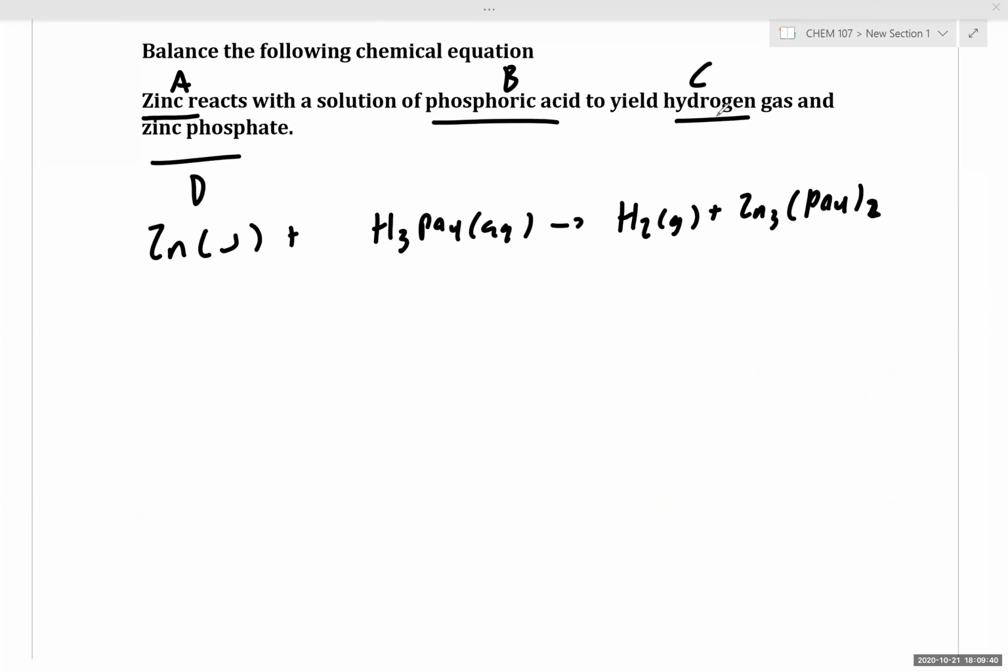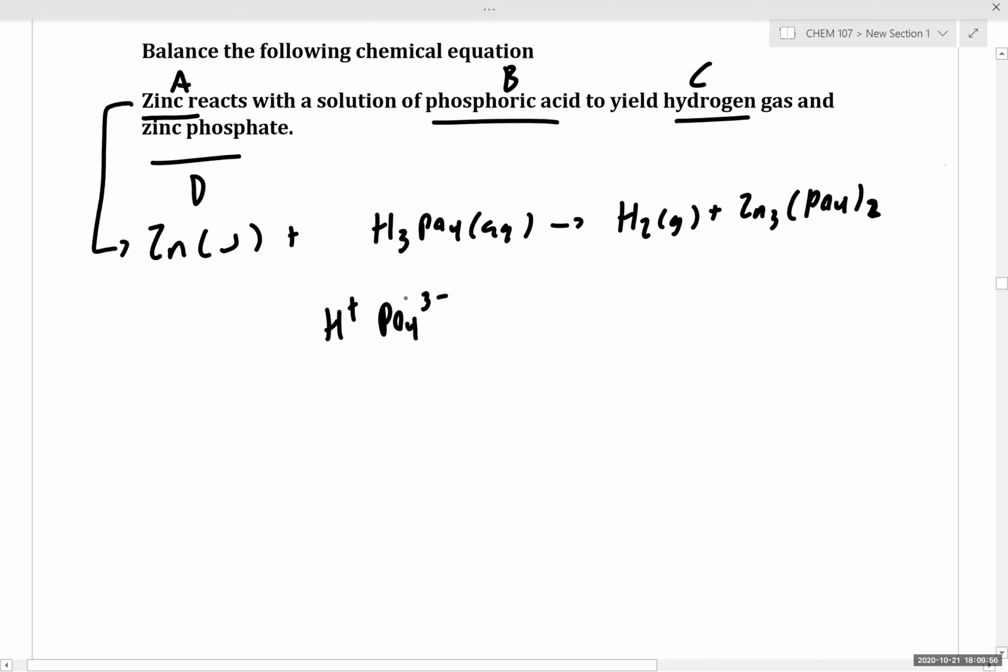So let's talk about first just our preliminary equation. Before we balance anything, just where do we get these formulas from? So zinc is a metal, so it's drawn as an atomic species. Phosphoric acid is derived from phosphate, which is PO4 3-. We cross our charges with H+, and that gives us H3PO4.